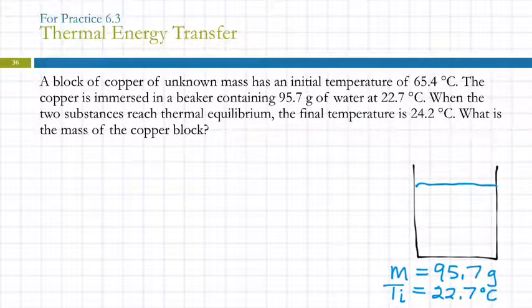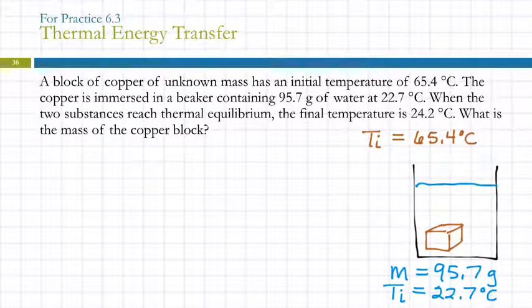So we've got the copper. We'll make that this little block, and it's kind of coppery colored. So there's the copper. What do we know about the copper? It has an initial temperature of 65.4 degrees. Do we know its mass? No, that's what we're trying to find, right?